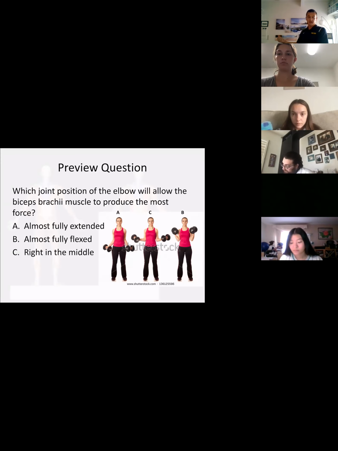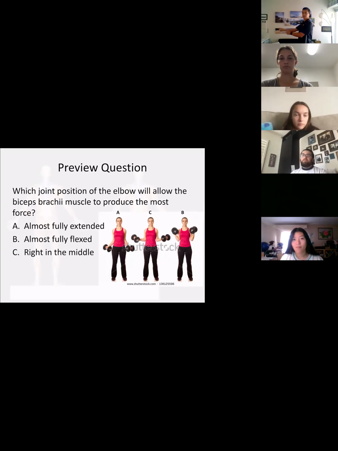Normally if I had you right next to a partner, you could do this on your partner, but since you're not, you can do it on yourself. You can resist a bicep curl like this when you're fully extended, resist yourself when you're right in the middle, and then resist yourself when you're fully flexed. I want you to do this and talk about it a little bit with the people in your team, and then decide which one you think can produce the most force.